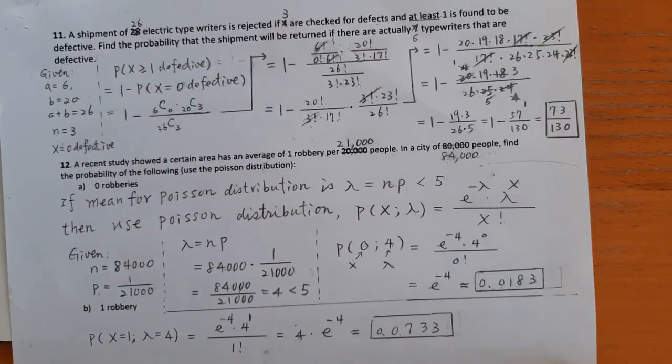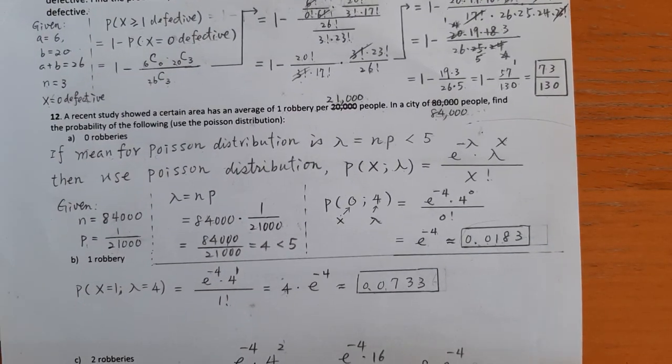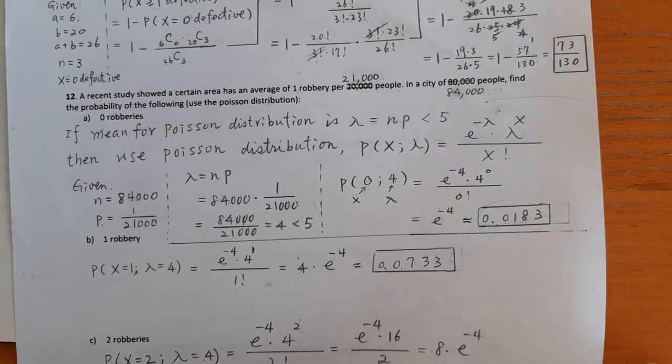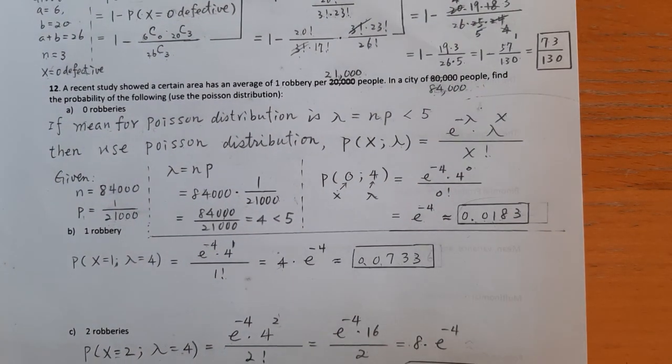Now this is the end of the homework of chapter 5 examples.